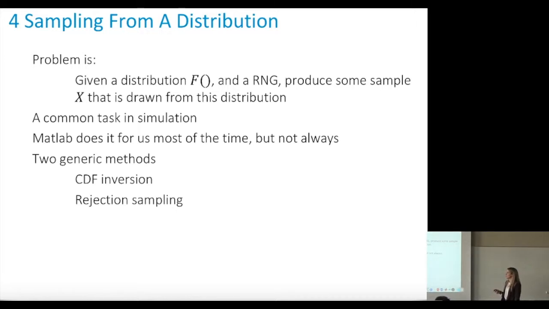This is a very common task in simulation. Usually we will have MATLAB do it for us, so there are already functions developed that we can use to draw samples from several distributions, but sometimes this may not be possible. We will now learn two methods to do this. The first one is the cumulative distribution function inversion, which is an analytic one. And then we have rejection sampling, which is more numerical. We'll see these methods now.